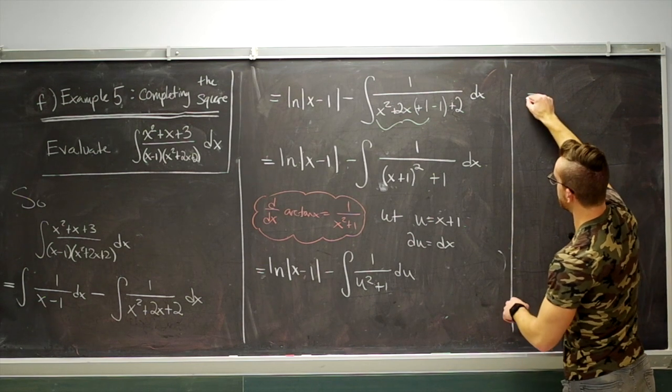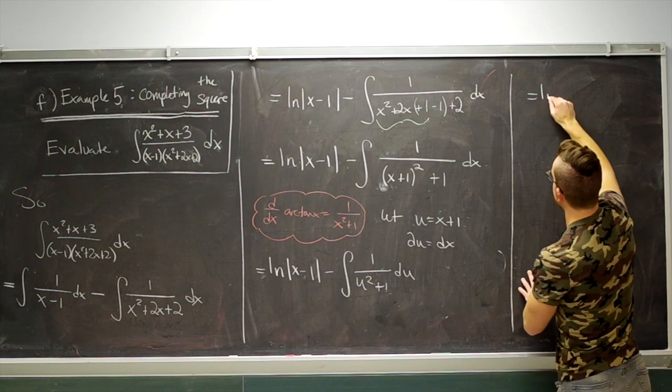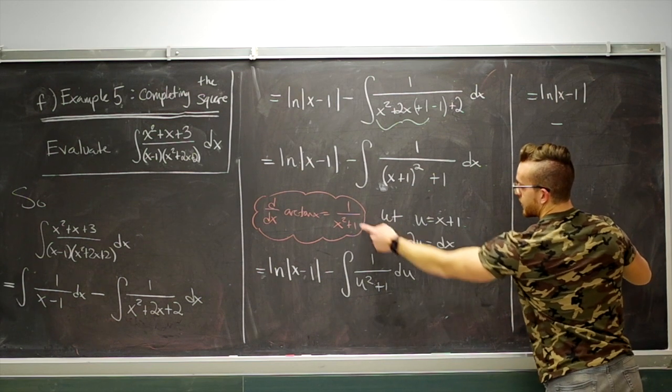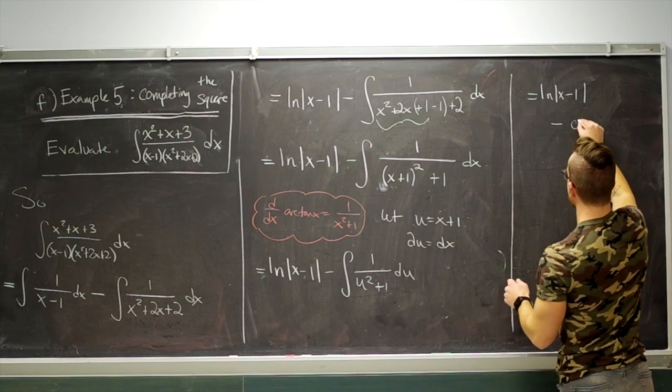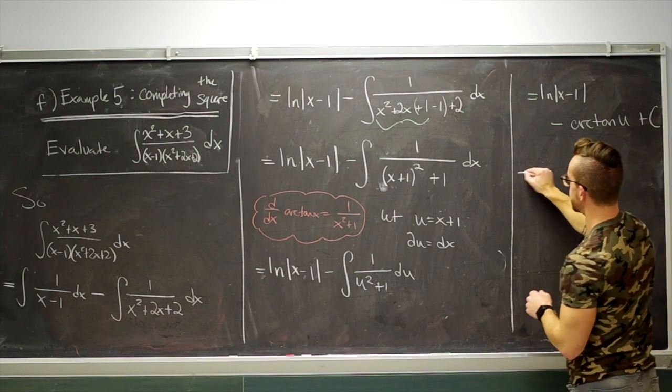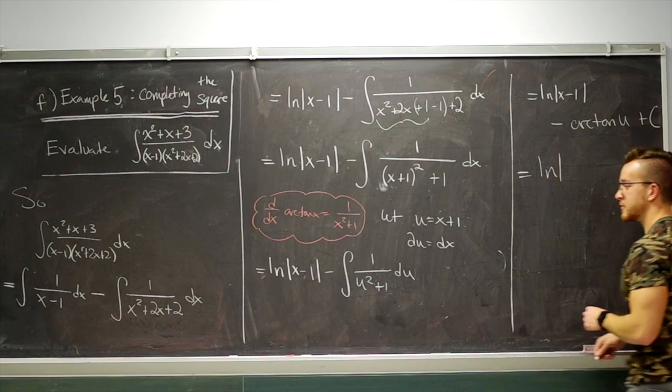So continuing up here, I've got log of x minus 1 minus arctangent of u plus a constant, plug back in for u, and we've got it.